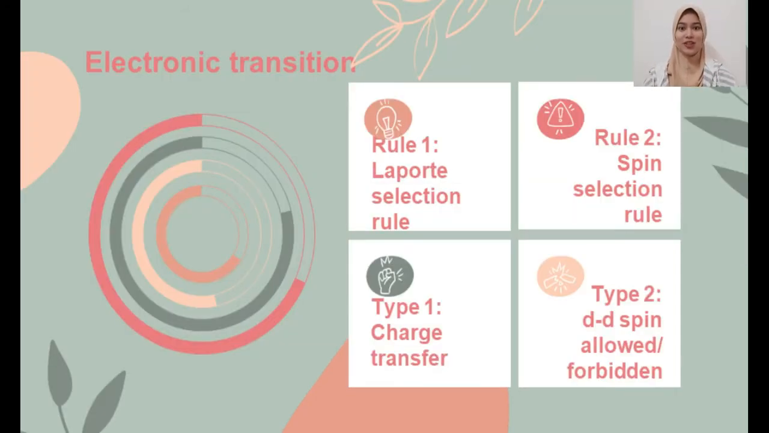In electronic transition, there are two rules, which are the Laporte selection rule and the spin selection rule. For the types, there are two types of electronic transition, which are charge transfer and d-d transition, allowed or forbidden. For our complex, we are going to explain using charge transfer, because using the Laporte selection rule and the spin selection rule, our complex is forbidden, but we still get the color. So we are going to explain it using charge transfer.